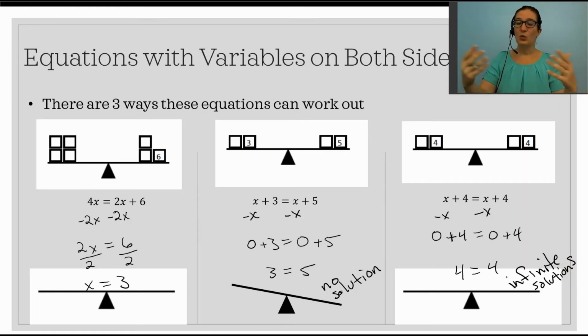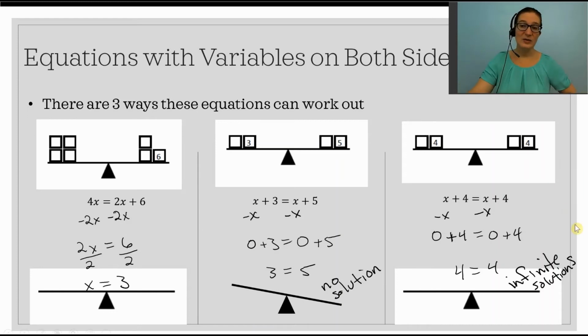I could put 1 in for x. 1 plus 4 equals 1 plus 4. Works. I could put 10 in for x. 10 plus 4 equals 10 plus 4. It works all the time. So it doesn't matter what value we put in for x, every value will work. Okay? So these are my two special solutions. I have one that's no solution, and I have one that's infinite solutions.